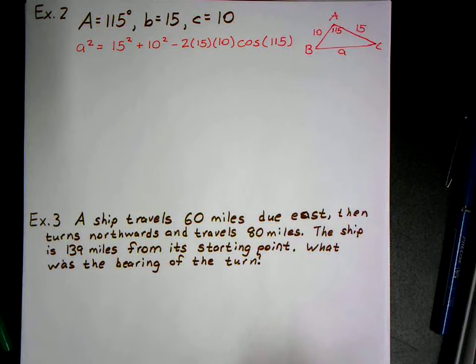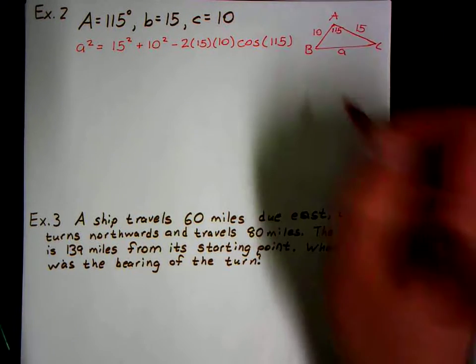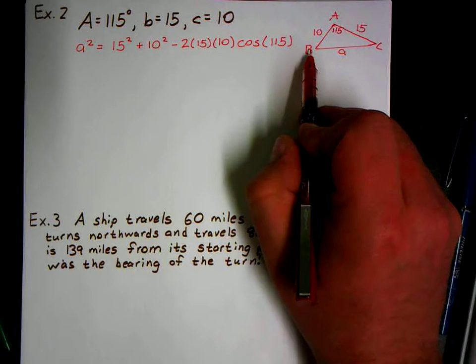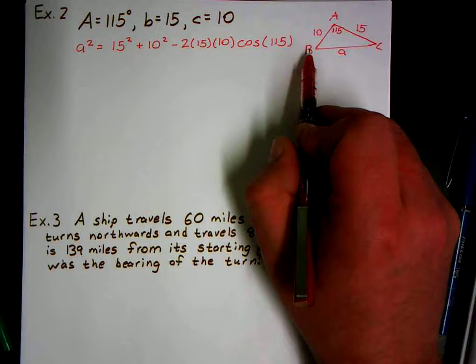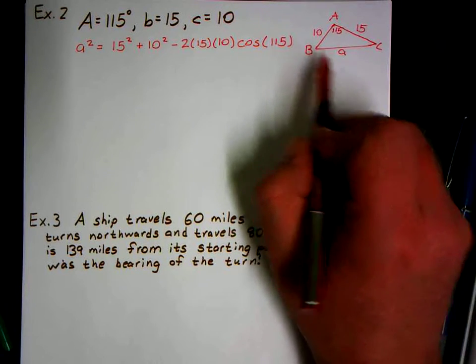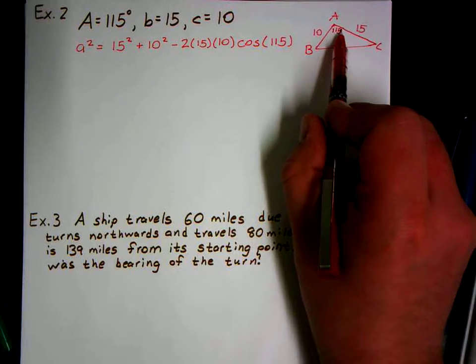So if I'm finding stuff, the only option I have to find something is little a. Because in order to find one of these angles, I would have to know all three sides. But I don't know all three sides. But I can find little a since I know what angle A is.